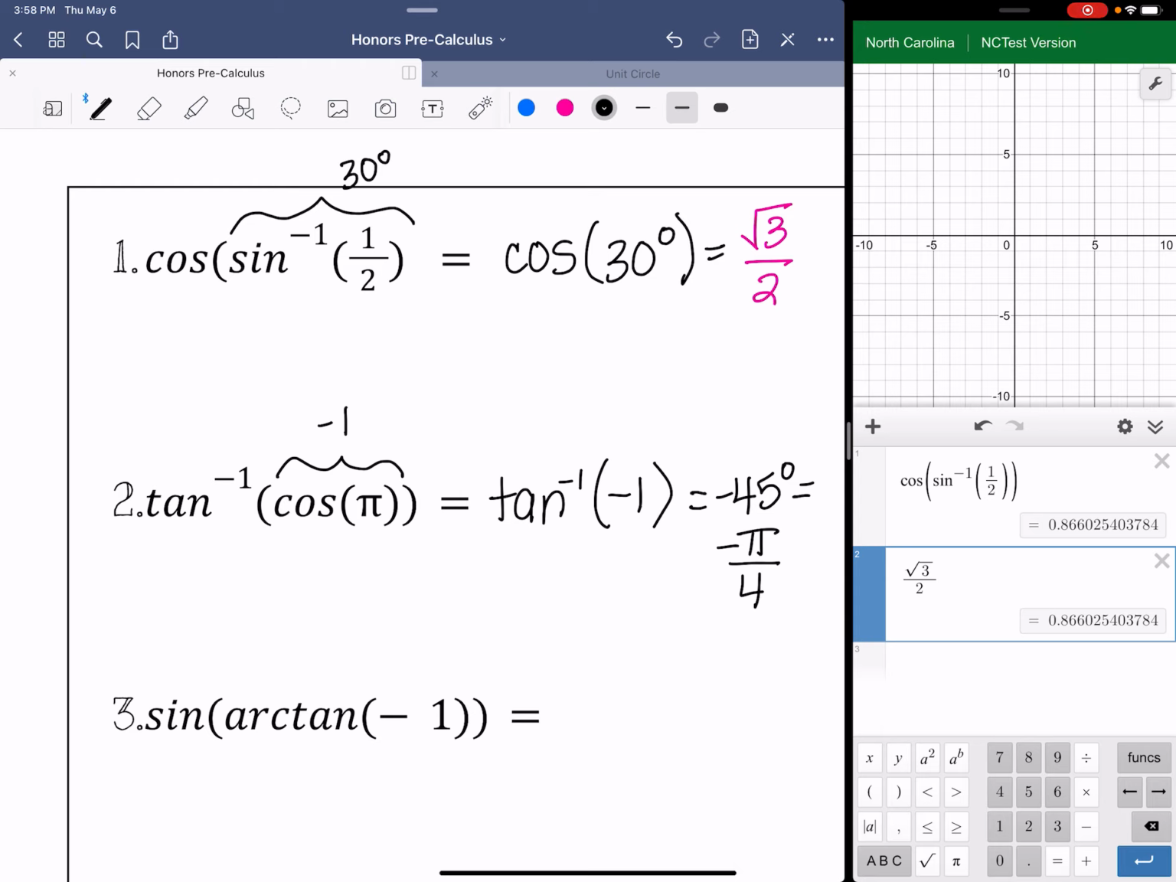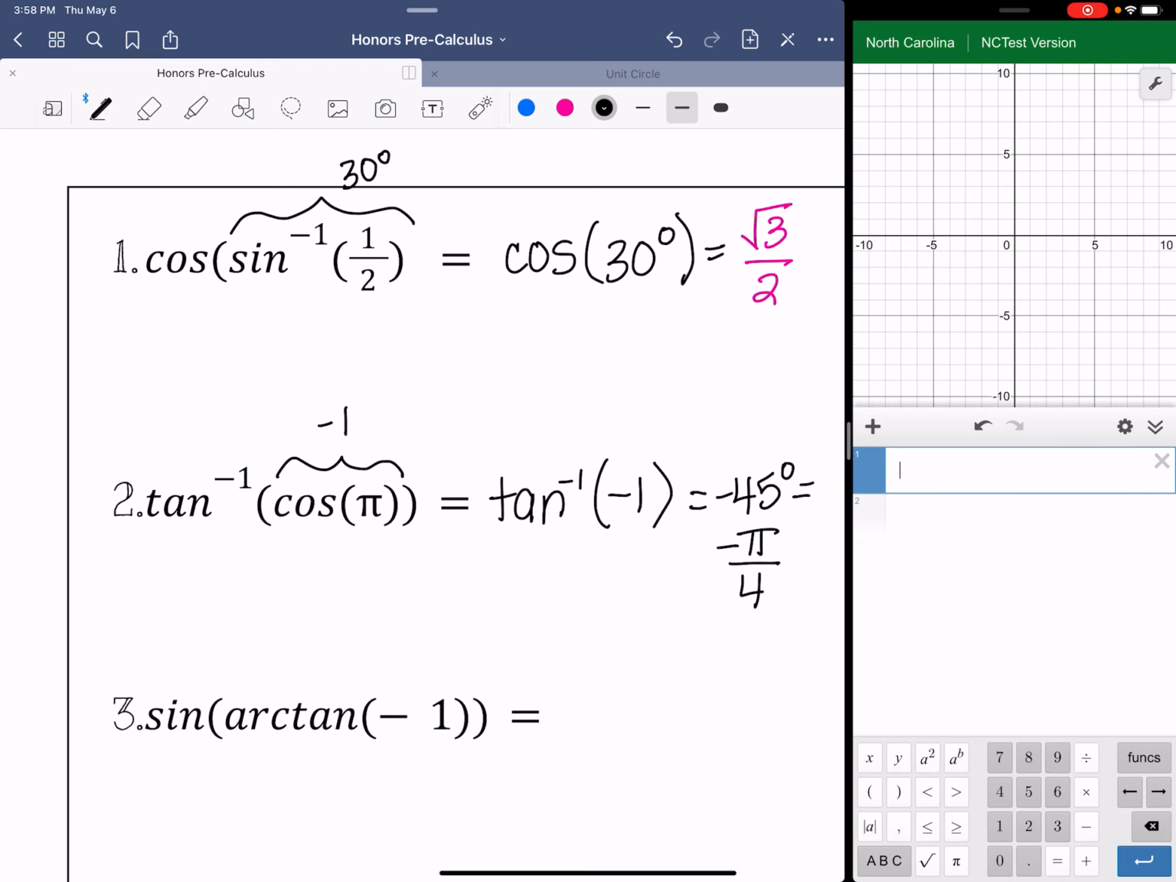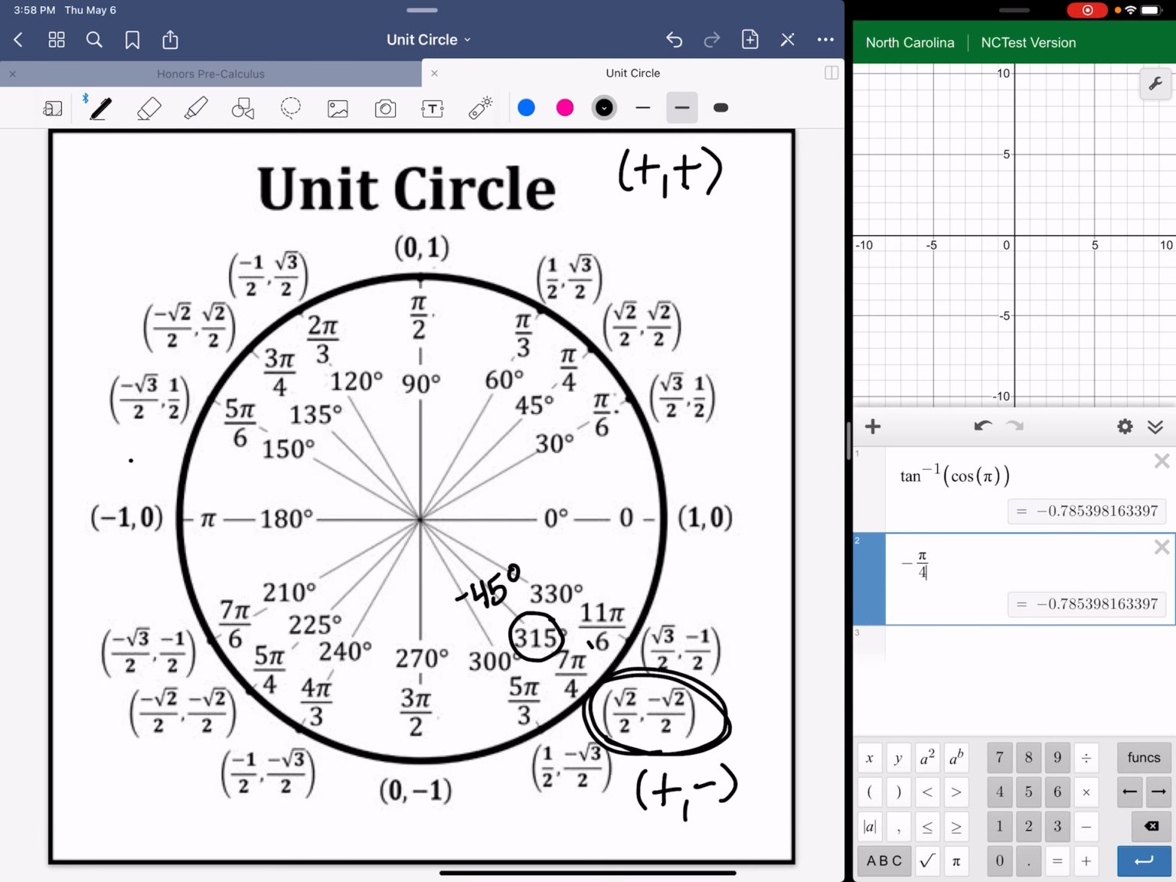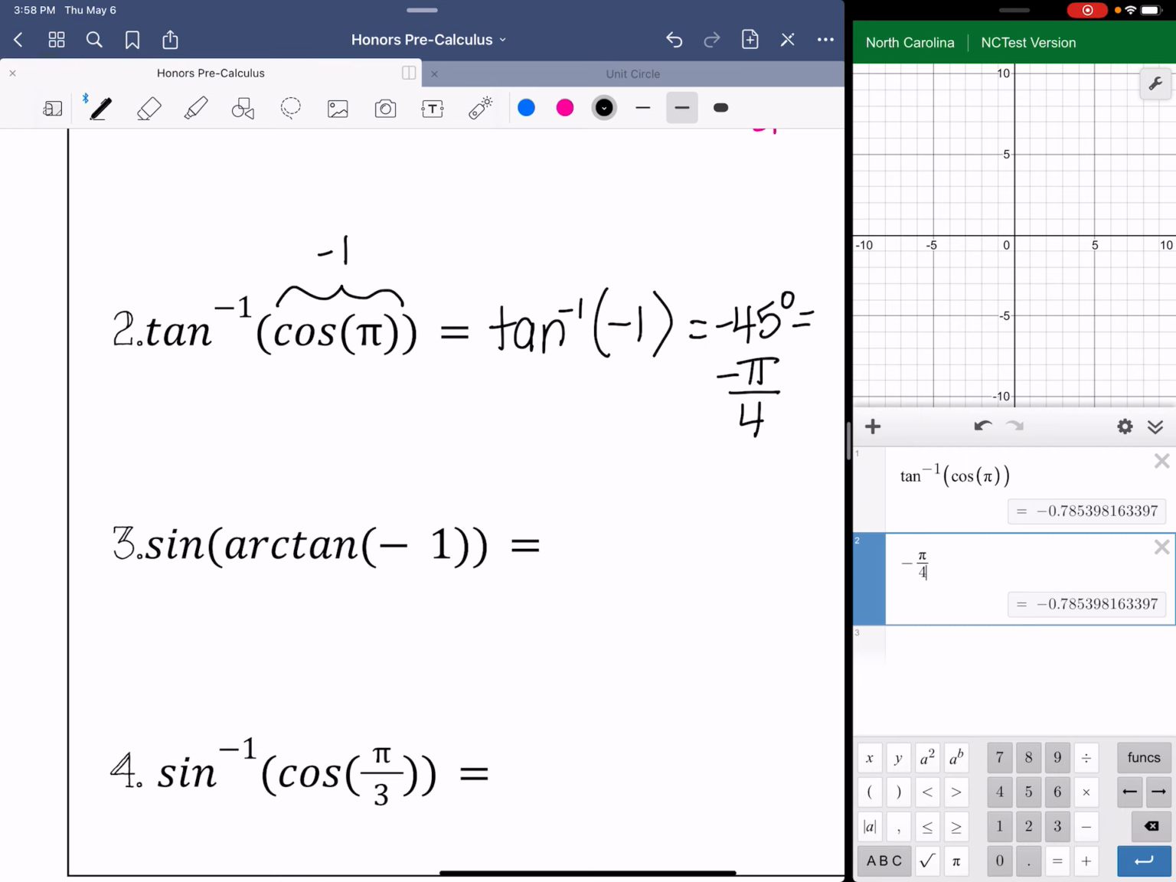And again, I can check that. If I plug the tan inverse of the cosine of pi into Desmos, it gives you negative 0.78. So negative pi over 4 gives you the same value. All right, so we're looking for the sine of the inverse tangent of negative 1. We just found that the tan inverse of negative 1 was negative 45 degrees.